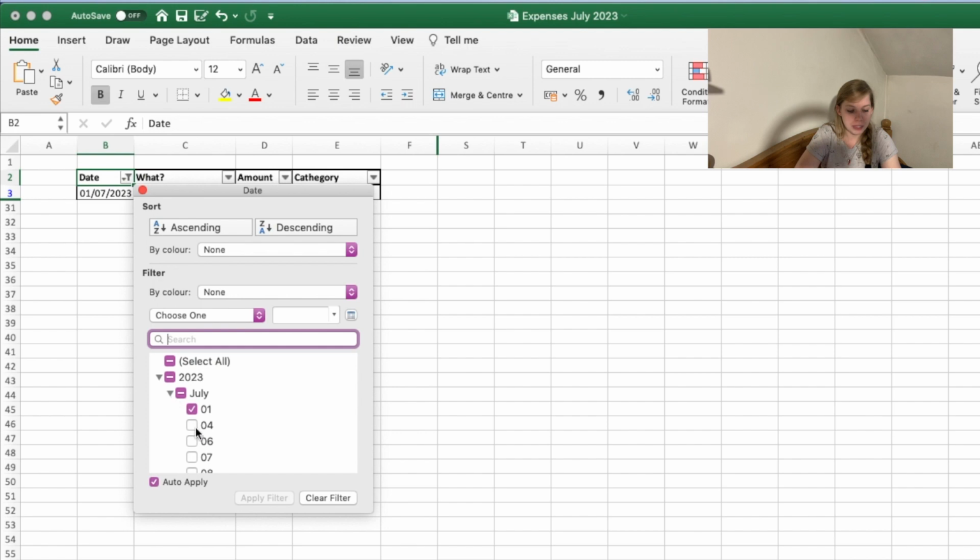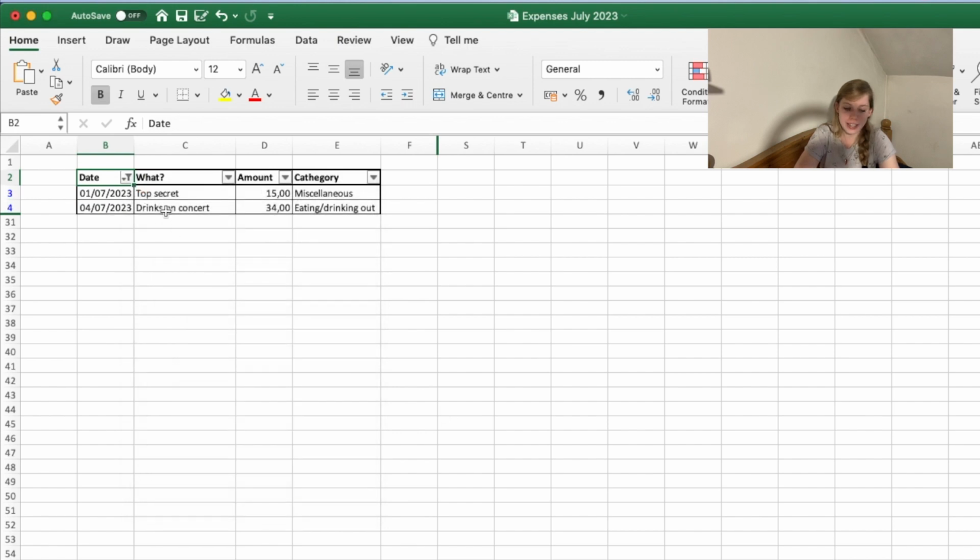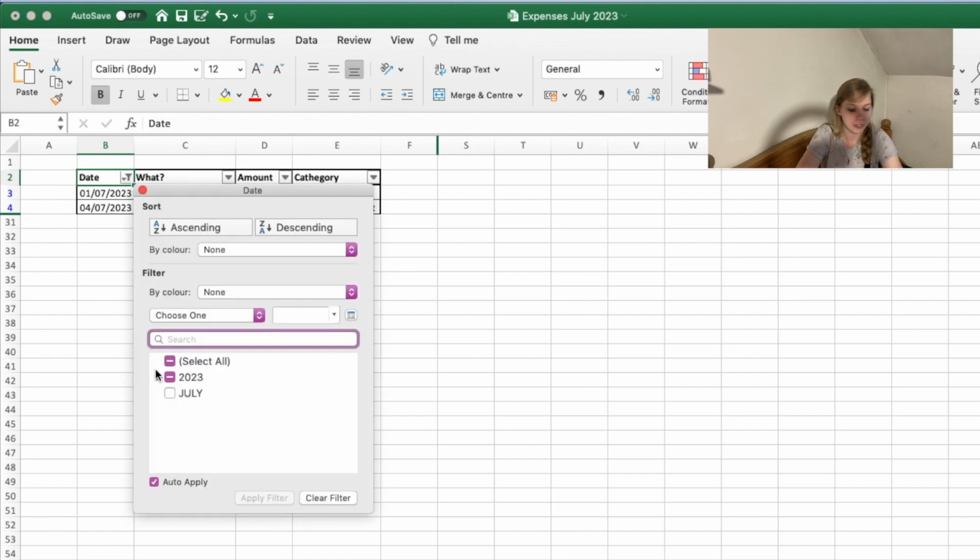Next one will be 4th of July, drinks at the concert. We went to the Arctic Monkeys concert on 4th of July, and I bought the drinks for my friends. It was 34 euro. Some of them gave me money back, some not, so 34, that's for now the balance. But usually we pay for each other as well, so it's not that I always hunt my friends for paying me back.